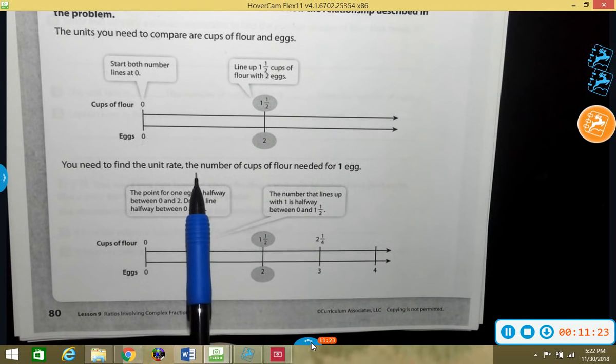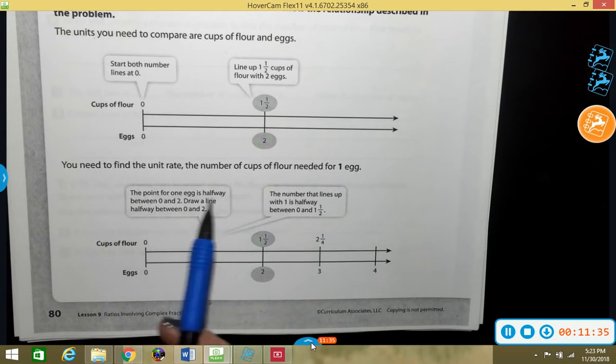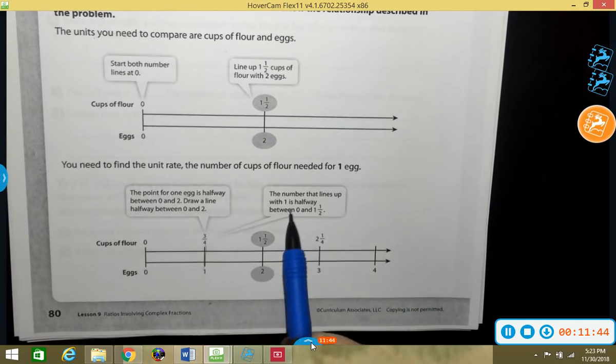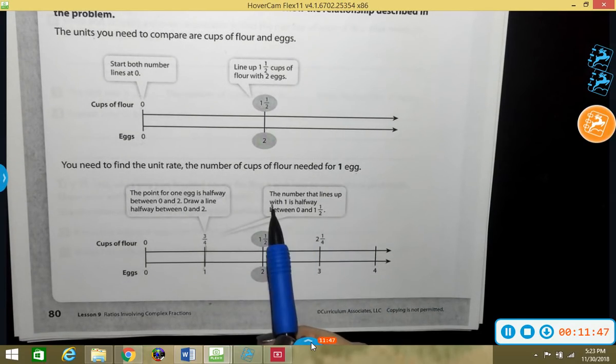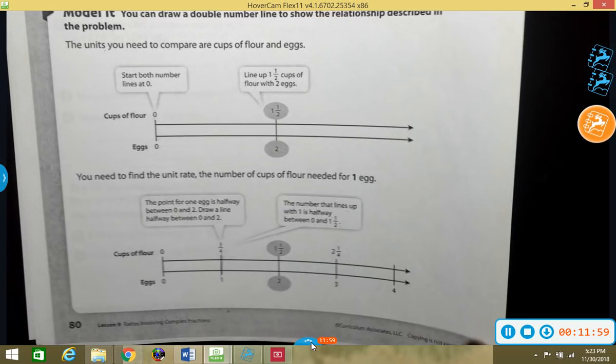You need to find the unit rate, the number of cups needed for 1 egg. So we know how much is needed for 2, well in between 0 and 2 is 1. The point for 1 egg is halfway between 0 and 2. Draw a line halfway between 0 and 2. They've already done that for you. The number line goes up with 1 halfway between 0 and 1.5. So in order to find halfway between 0 and 1.5, you have to find half of 1.5. Okay, let's go on to the next page, but you will have to flip back to look at this chart for the next few questions.